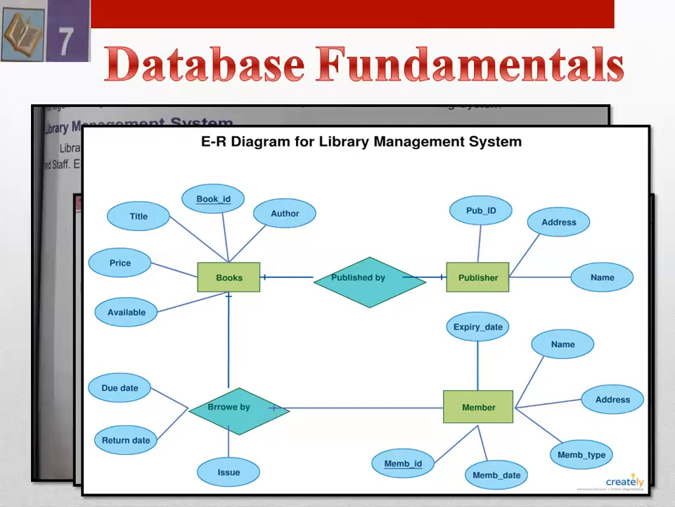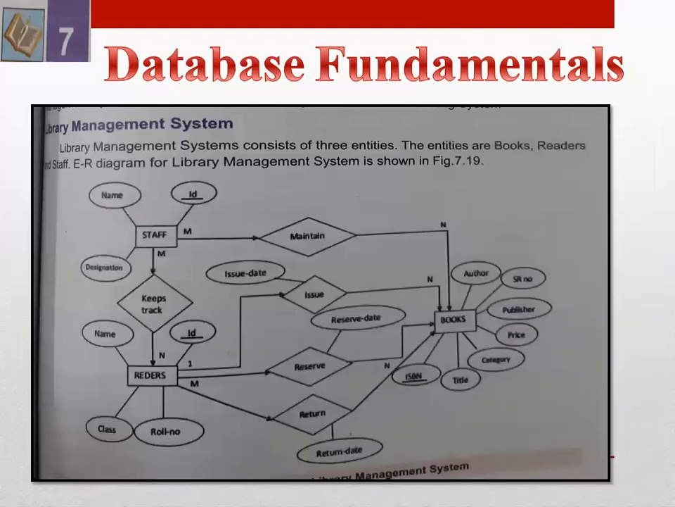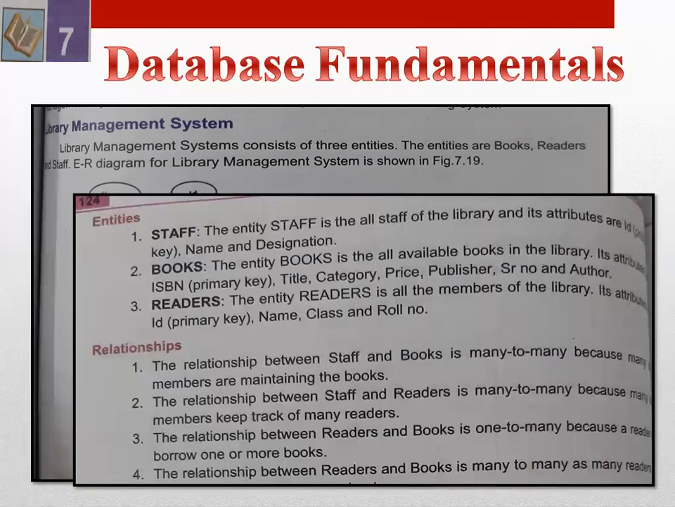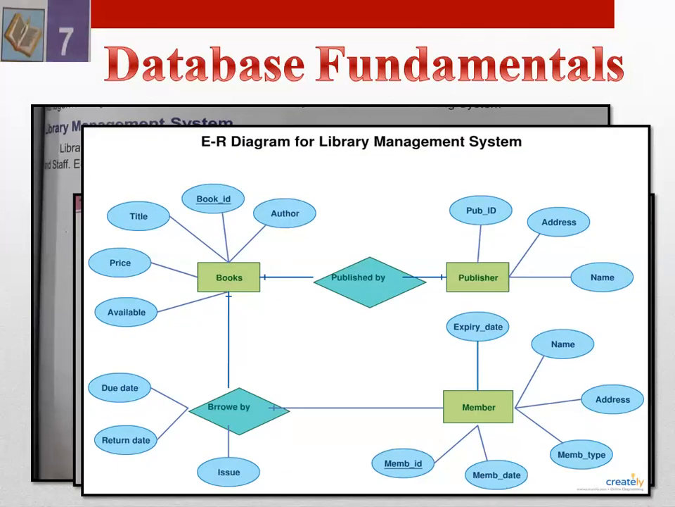And in the previous example, we have already discussed the staff, reader and books. That was an ER diagram of a library management system in which we have three entities: staff, reader and books. And in the next ER diagram, we have books, publisher and member. This is one example of a library management system.